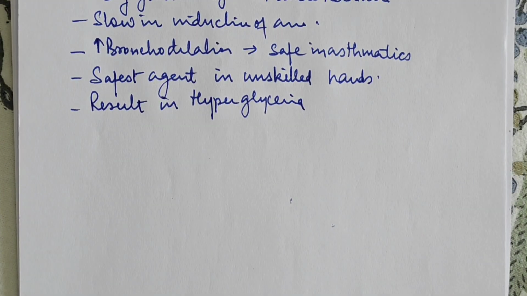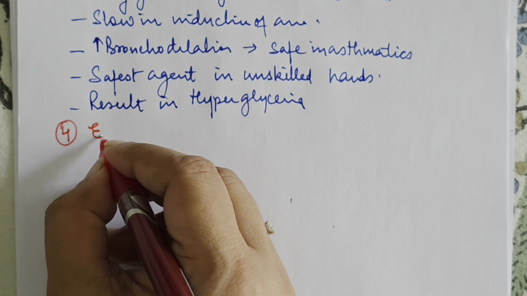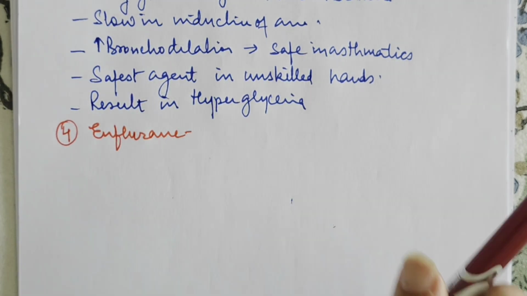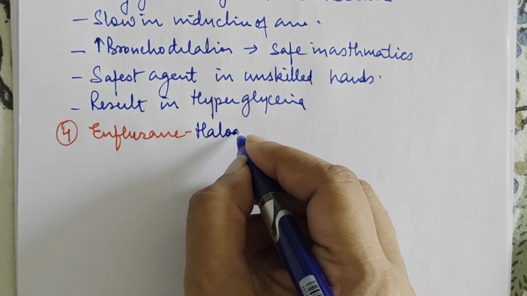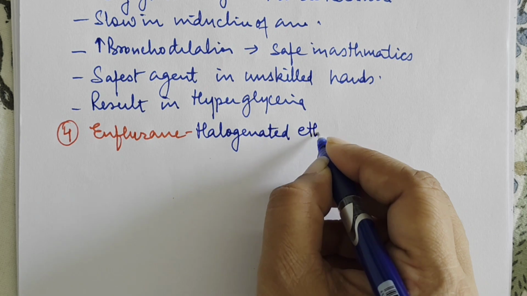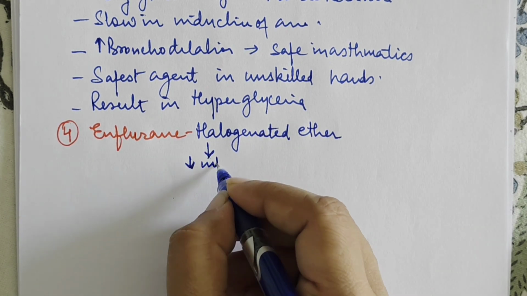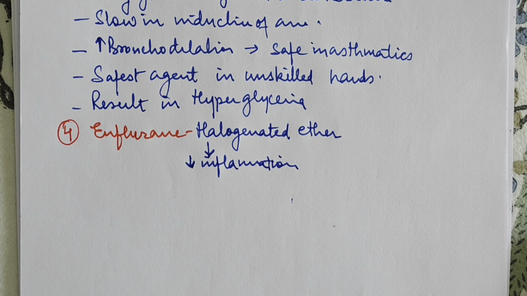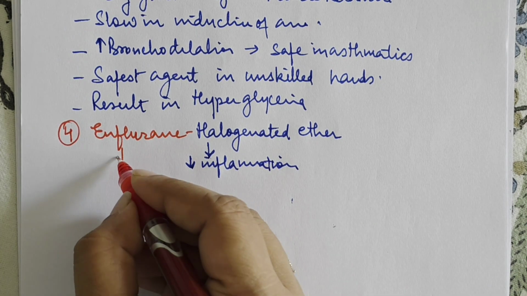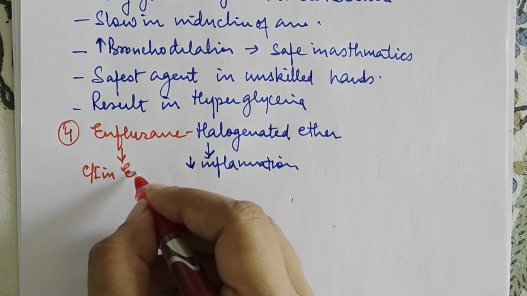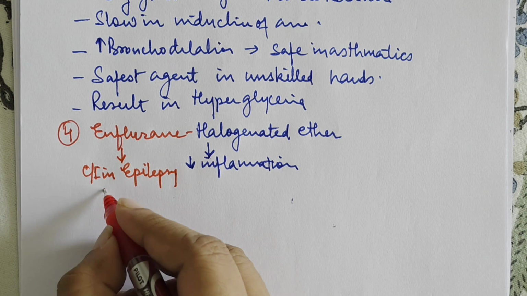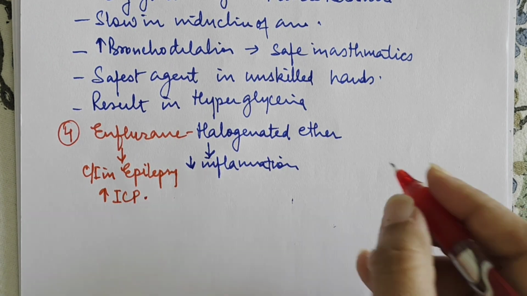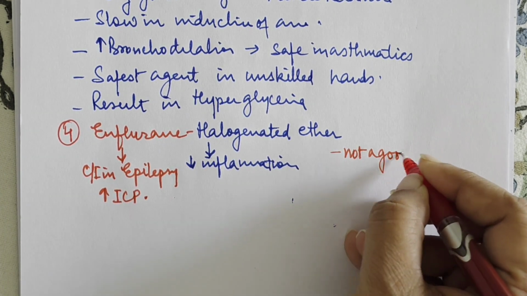Okay. The fourth agent that we discuss is enflurane. Now enflurane is basically a halogenated ether. So halogenation decreases the inflammability. Right? Enflurane is contraindicated in epilepsy as it raises the intracranial pressure. Then it is also not a good analgesic.